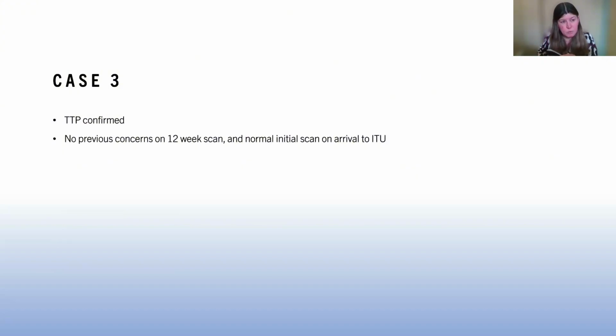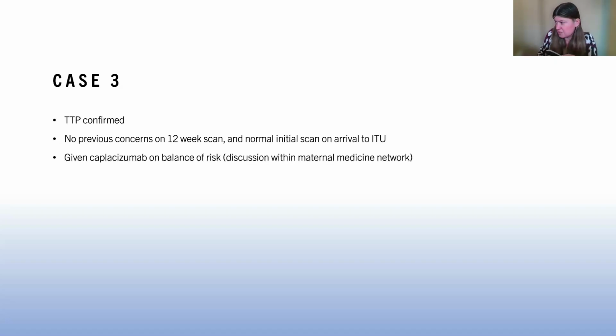She was about 17 weeks pregnant at this stage, which is a difficult gestation for this diagnosis. So she'd had a 12-week scan where there were no concerns. When she came to our ITU, I asked my obstetric colleague if they would scan her just to check that nothing had changed, and there were no concerns on that initial scan when she arrived to ITU. So we had a lot of discussions about her and whether we should give her caplacizumab, because that drug is not licensed in pregnancy. So on balance of risk, because what we needed to do was to optimize maternal health for the sake of the baby, we did decide to do it.